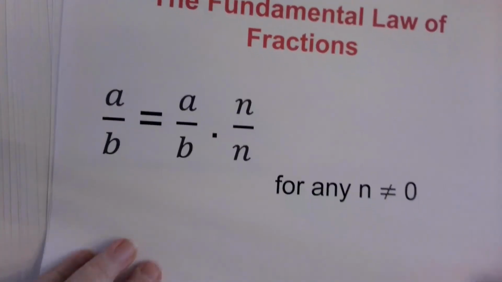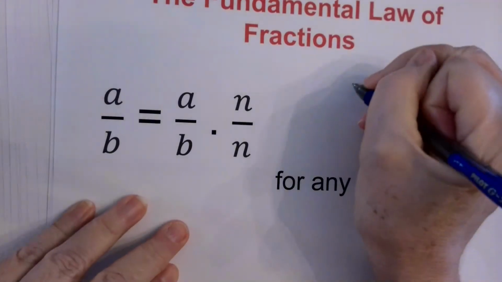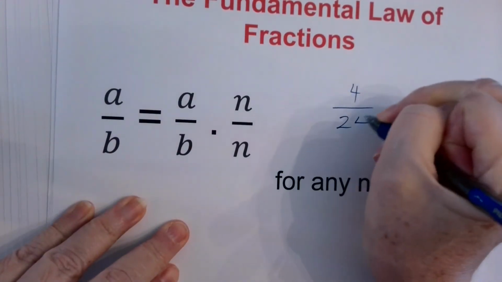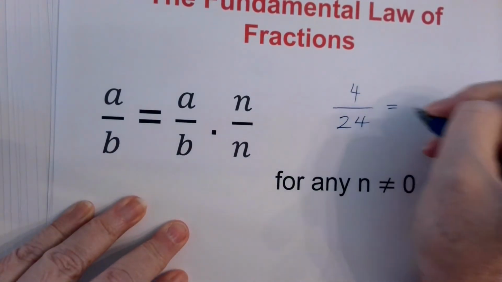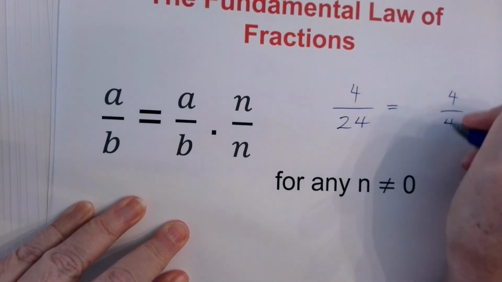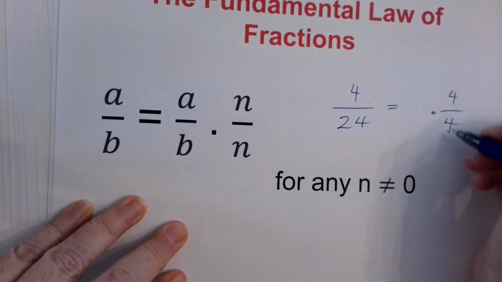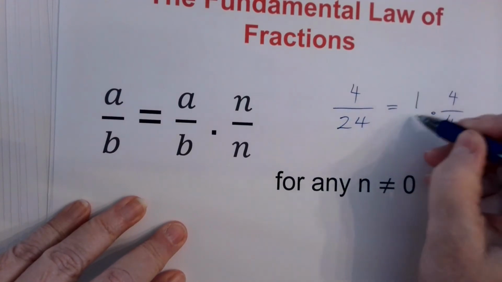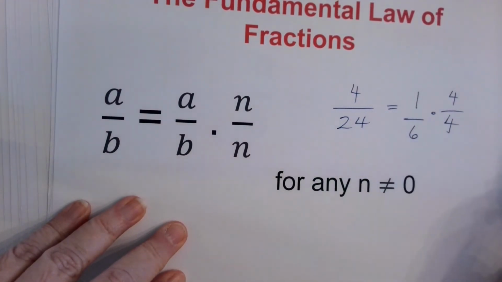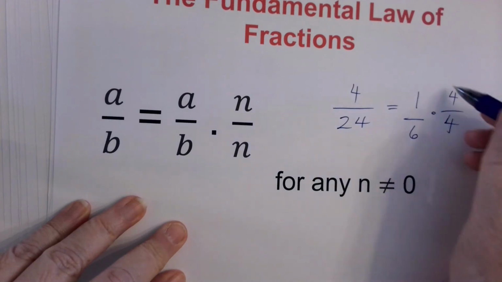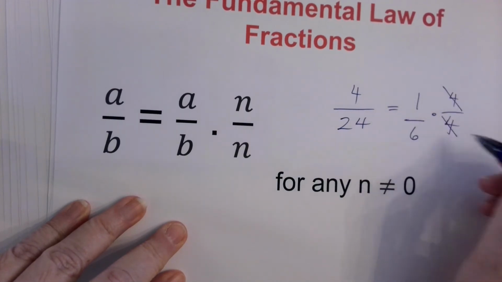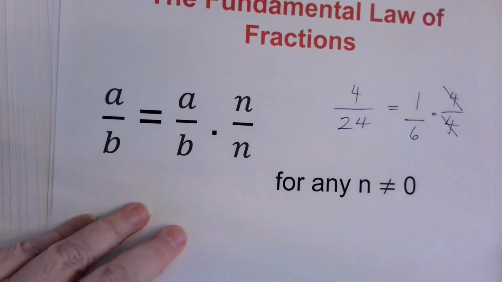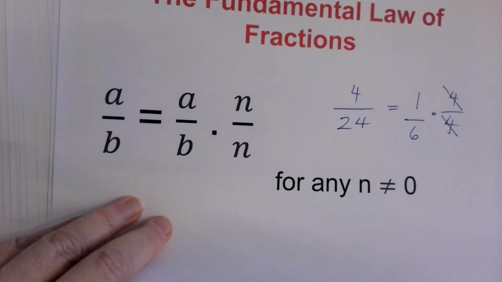That's the fundamental law of fractions I just taught you. That you can take a fraction and pull out 1 from it. 4/4, that's 1. What's left if I divide this by 4 and divide this by 4? So I can divide the top and the bottom by 4 and still have the same fraction. 1/6 is the same as 4/24.